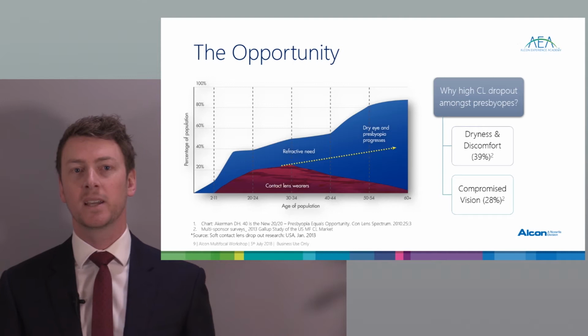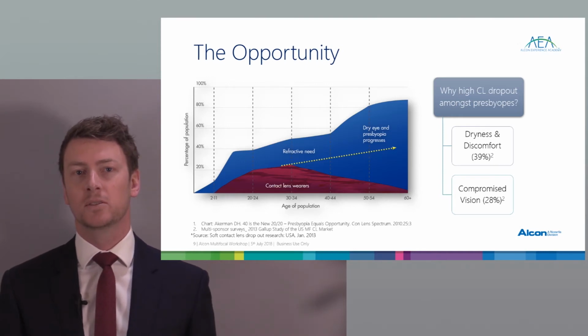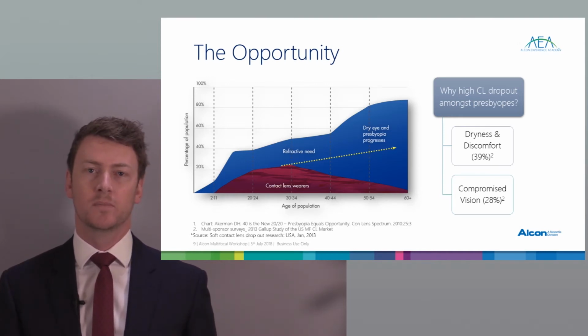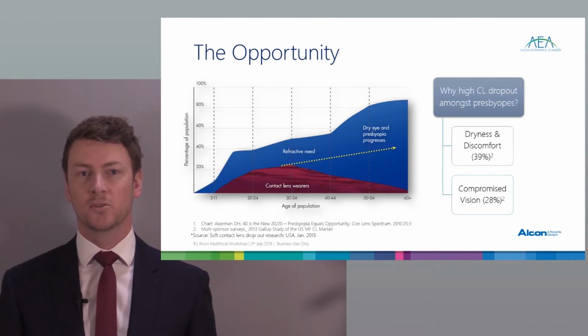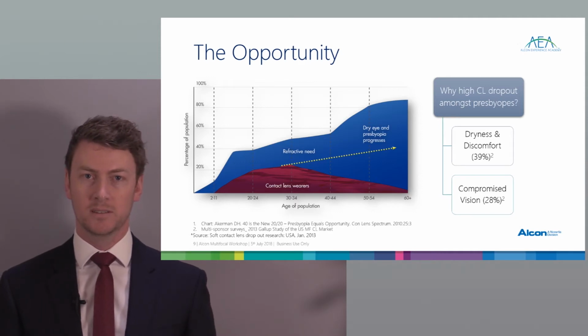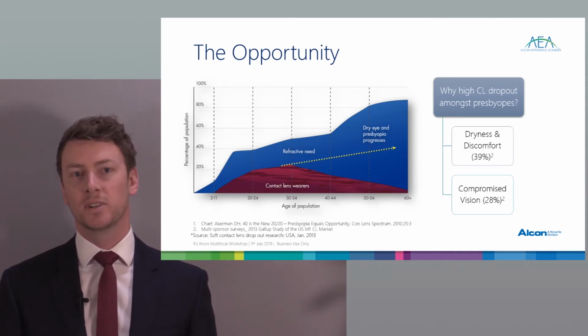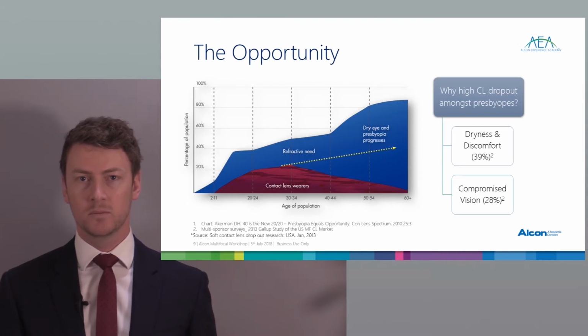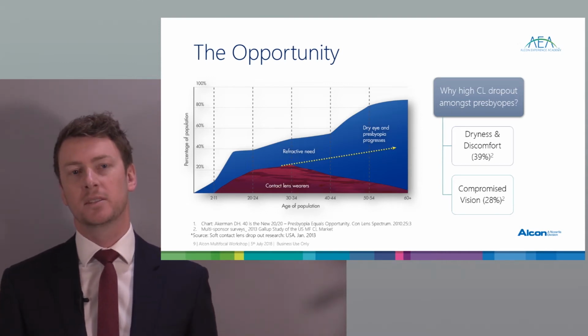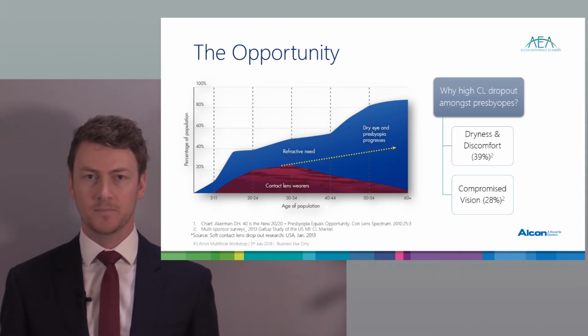So how can we get this right? What are the issues that we need to address? We know that our contact lens wearers really start to drop out of lens wear in their 40s and 50s as dry eye and presbyopia increases. So if we can start to address the issues of discomfort and vision, we may be able to help those patients to keep wearing their contact lenses.